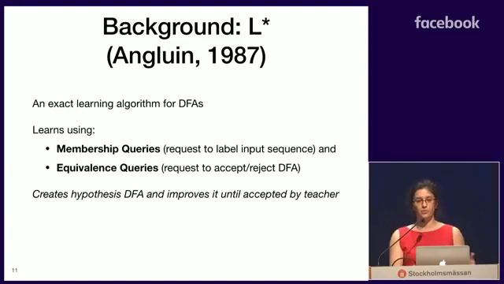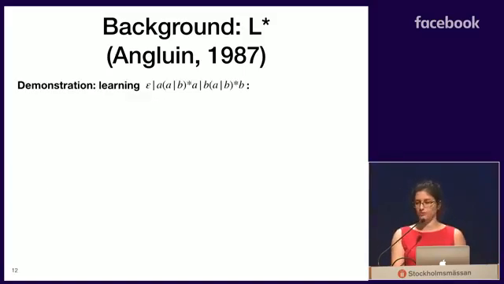Membership queries are where it gives you some kind of input sequence and it asks you to label, is this a positive or a negative sequence? And equivalence queries are where L-star actually proposes a finite state machine and says, is this your finite state machine? I'm just going to do a quick run through. So we're going to learn, for instance, the language of all words that begin and end with the same letter over the alphabet A and B.